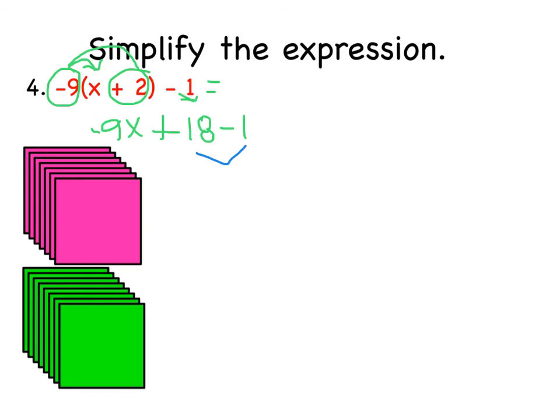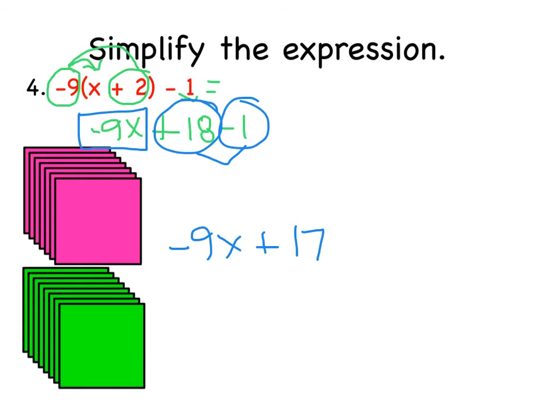Then I can combine my two constants, okay? So notice my negative 9x is the only box I have, so I'm just rewriting that over here. Negative 9x plus, and then I have 18 plus negative 1, which is going to give me 17. So negative 9x plus 17 is my final answer for this expression.